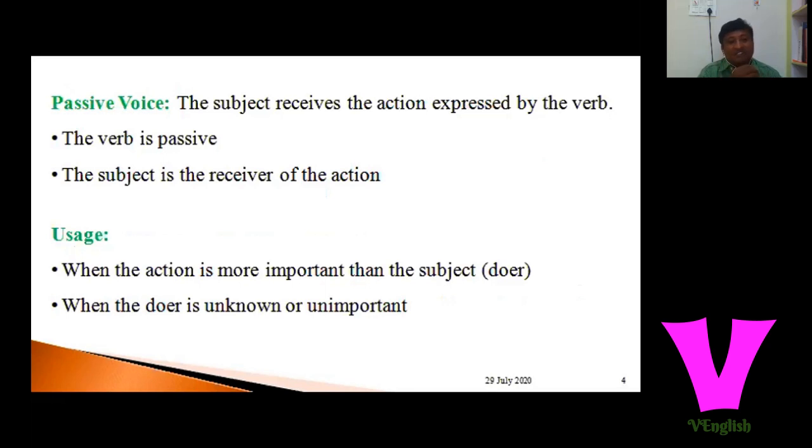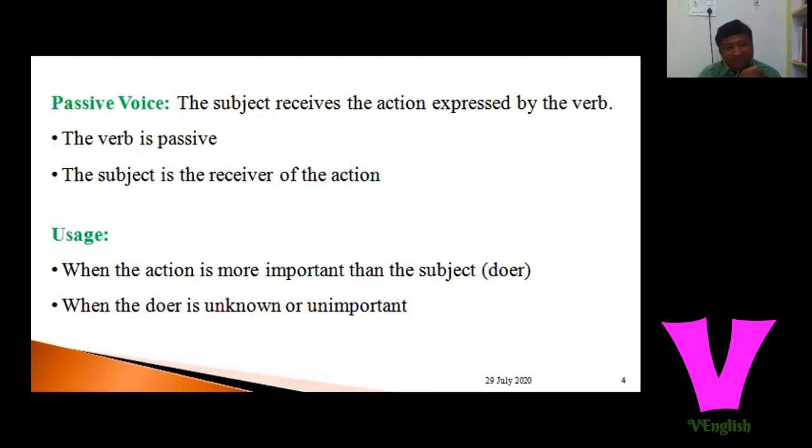In the passive voice, the subject receives the action expressed by the verb. In the second sentence, the songs are sung by Balu. Songs are sung by Balu. In this sentence, the subject receives the action and the verb is passive, not active. The subject is the receiver of the action.